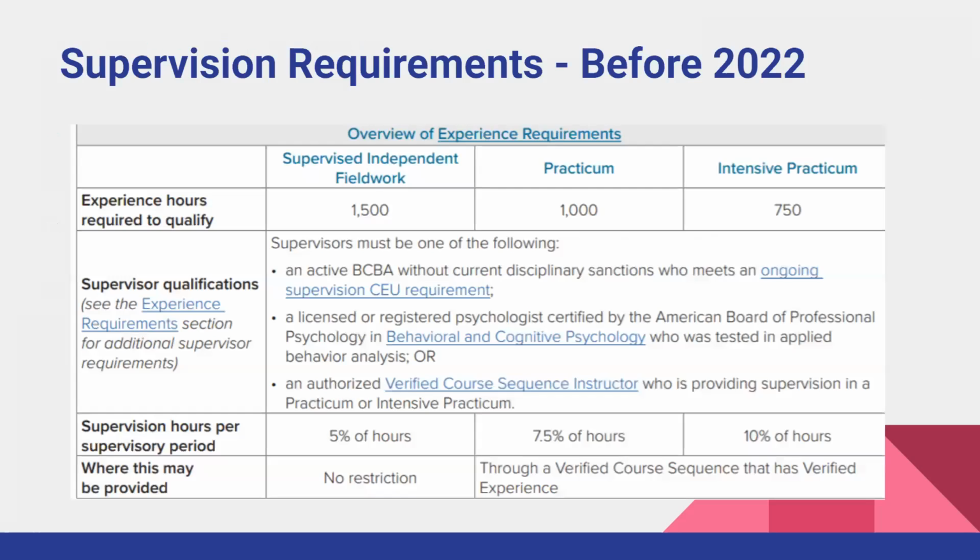Okay. So pictured is a chart of supervision requirements before 2022. So you would need a total of 1,500 hours, which you can accrue in 3 different fieldwork types: supervised independent fieldwork, practicum, or intensive practicum. However, those in the program accruing hours from a fellowship site will always log their hours as supervised independent fieldwork. So focus mainly on the first category. Next slide.